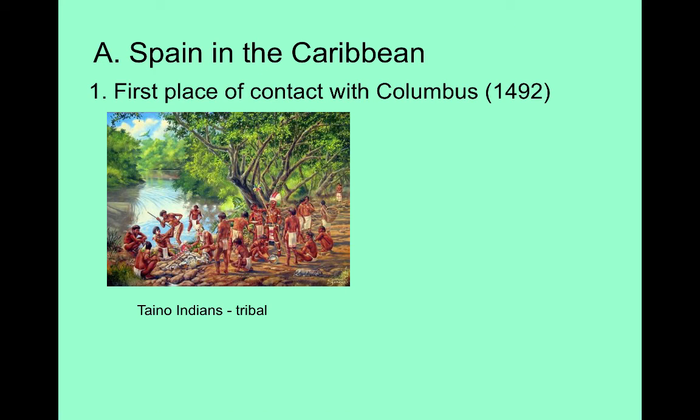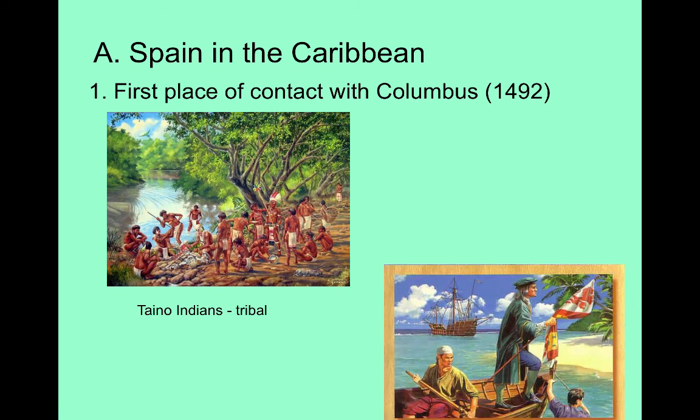Letter A, Spain and the Caribbean. We're going to start our story with the Spanish in the New World by going to 1492, when Columbus, quote unquote, discovers the New World. The first place he lands is in the Caribbean. Columbus thinks he is on an island somewhere off India or China, and so he calls the people he discovers Indians, even though they're Native Americans. One of the first groups he meets is the Taino Indians in the Caribbean. It's a very sad story.